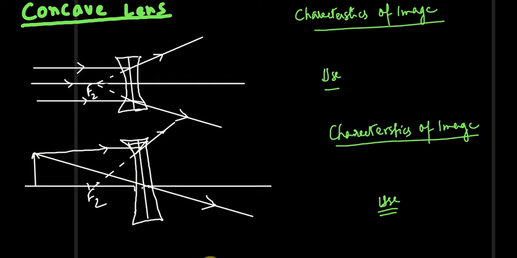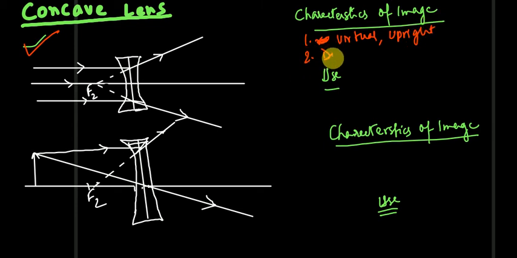The first case is when the object is at infinity. So this is the case where the object is at infinity. The rays will come parallel and it will diverge, and it will appear to be coming, the divergent rays, from F2. As you can see, the first thing is what kind of image it will be. It will not be a real image, it will be a virtual image. Okay, and it will be upright. Virtual images are always upright.